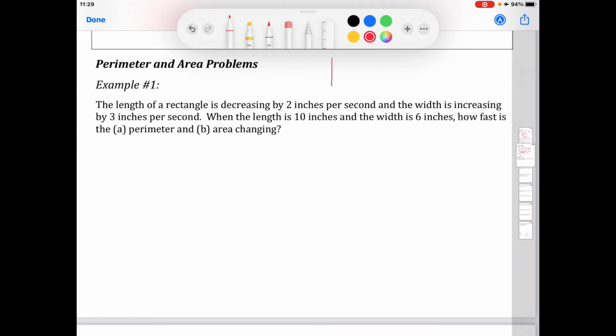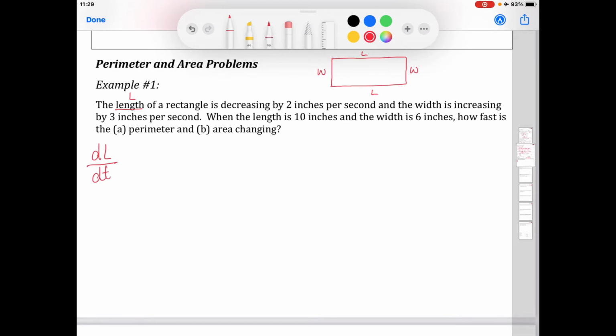First of all, I'm going to sketch a rectangle. We just talked about it, right? We all know what a rectangle looks like. This is your width and this is your length. The length of a rectangle is decreasing by 2 inches per second. So let's say my length is L.